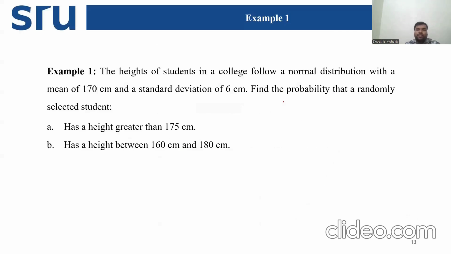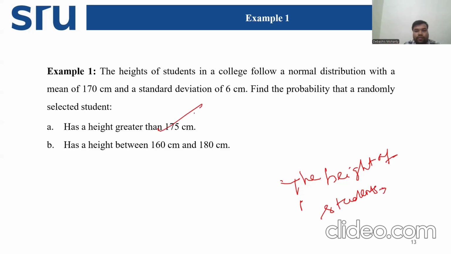So students, one example is given for you. We will see how to solve this problem using the normal distribution table. This is very important. So what is given here? The height of the students is given. We need to calculate the probability of a height greater than 175, and in the below part we are calculating the height between 160 and 180 centimeters.